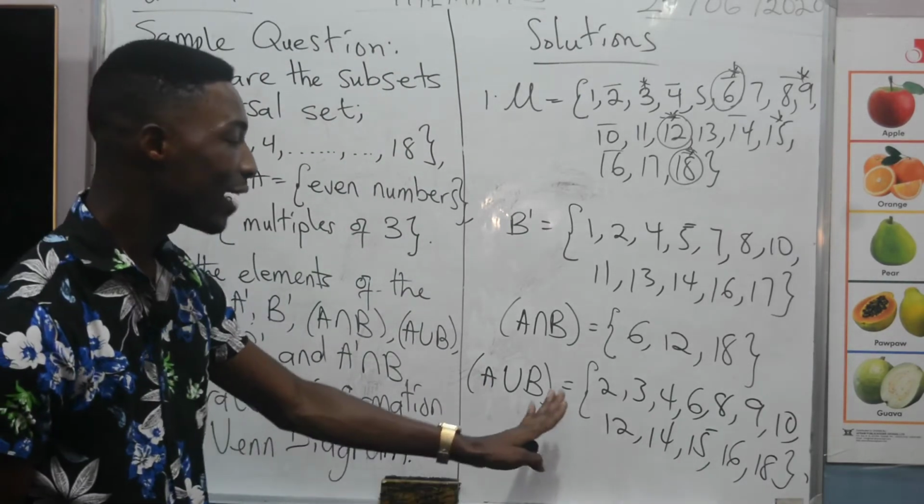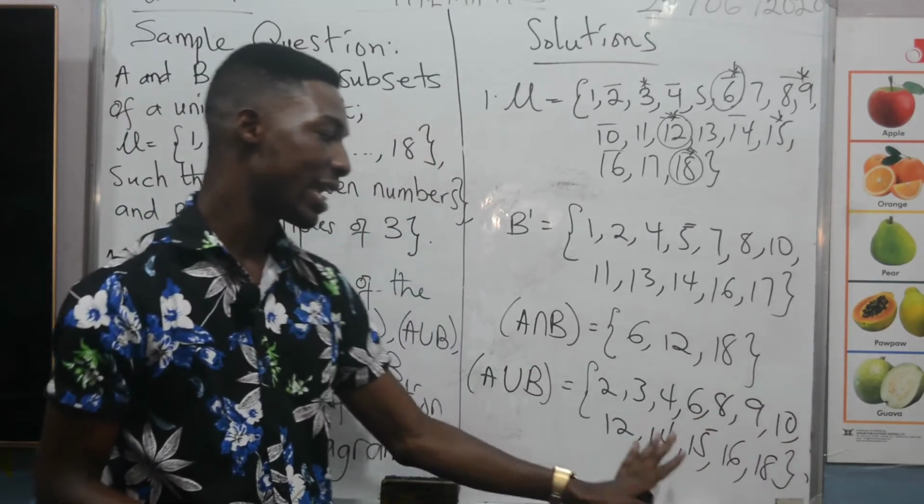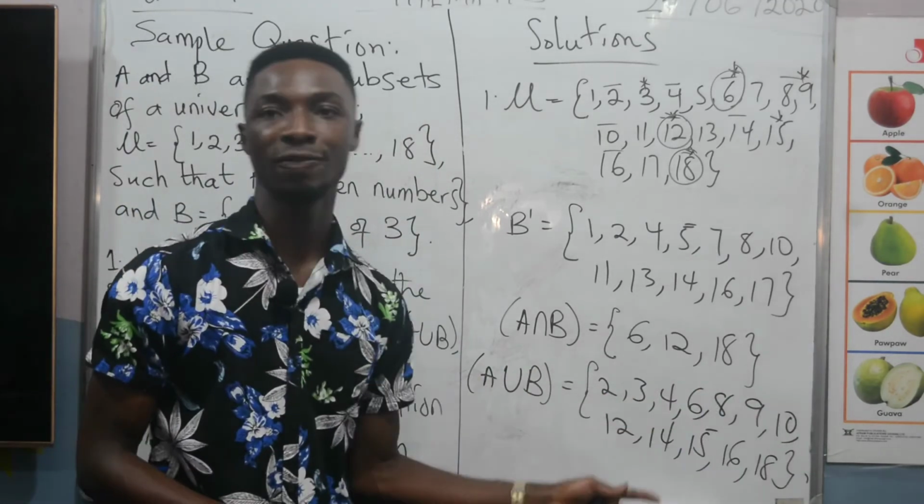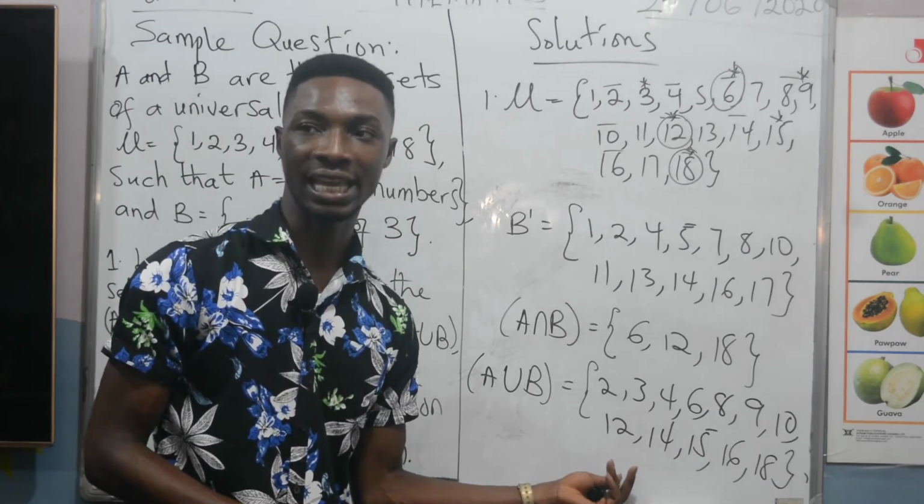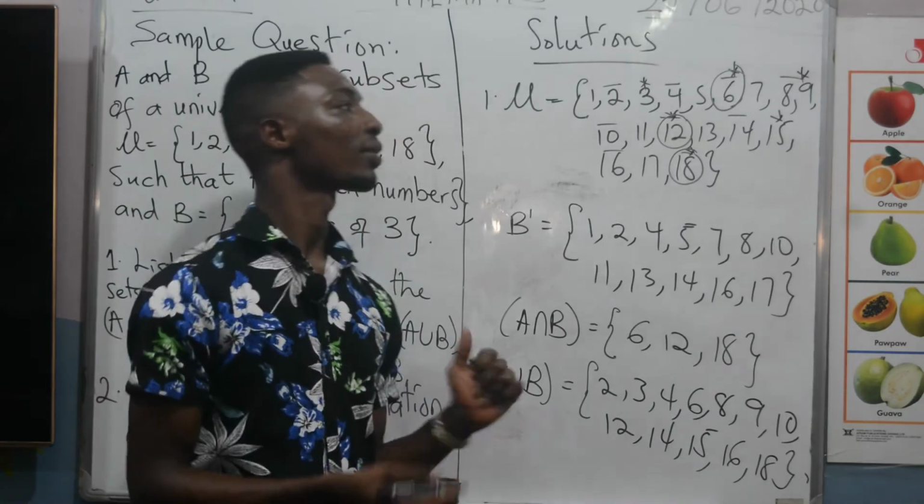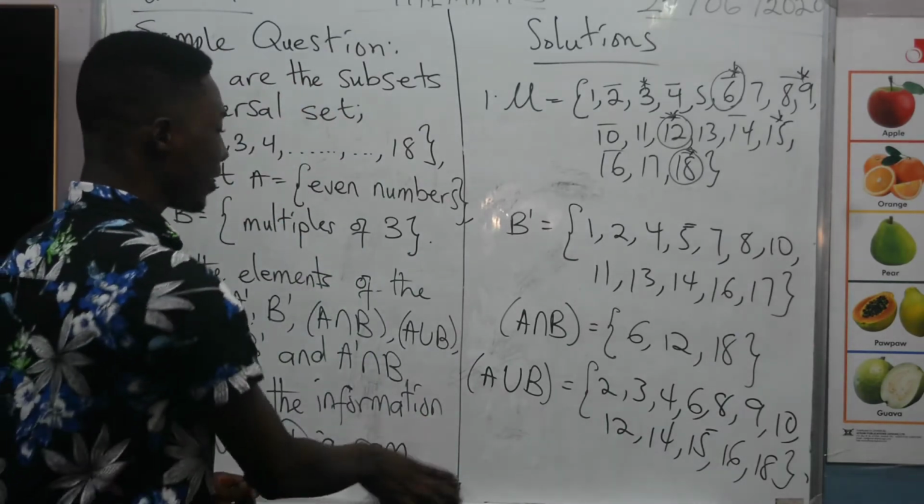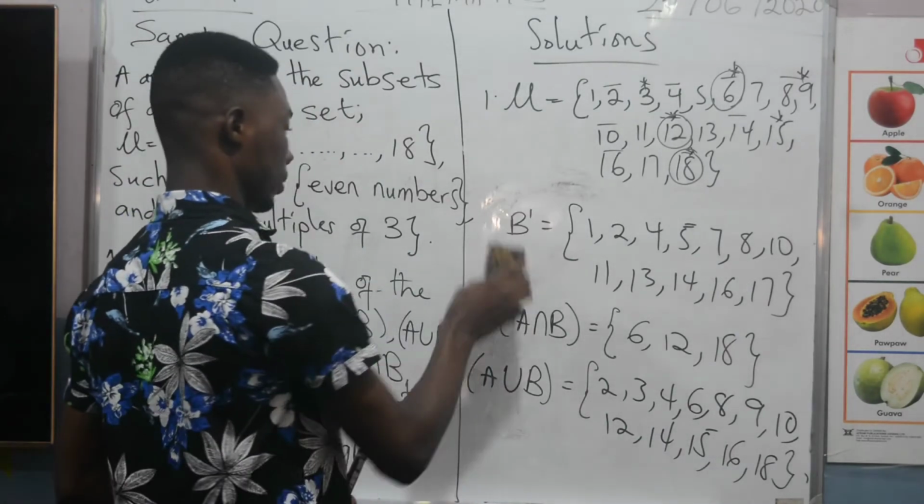You can see that you can find all the elements of A and at the same time all the elements of B in this set. So this forms the union of set A and B. All right, let's move on to the next.